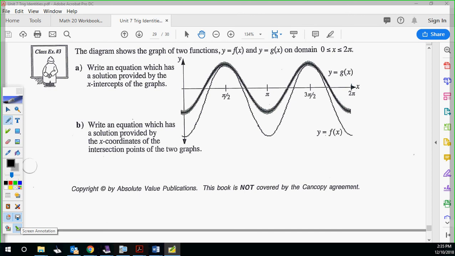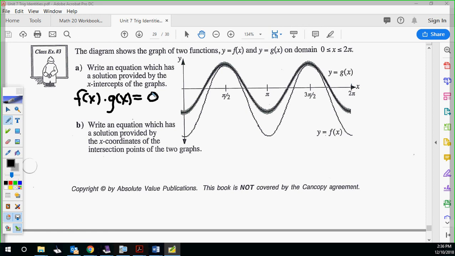Okay, so write an equation which has a solution provided by the x-intercepts of the graph. This is kind of tricky, so I'm just going to show you what they mean, because we don't have any numbers here. We don't know what these equations represent. But if I'm trying to find the intercepts of a graph, that means that f of x times g of x will equal what? Zero. Intercepts are zeros, right?